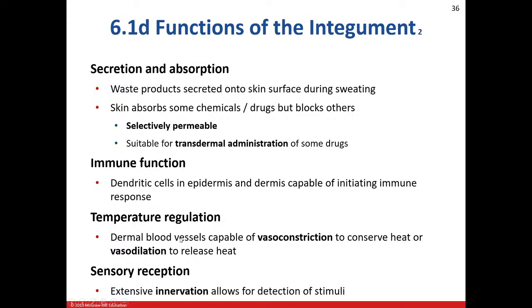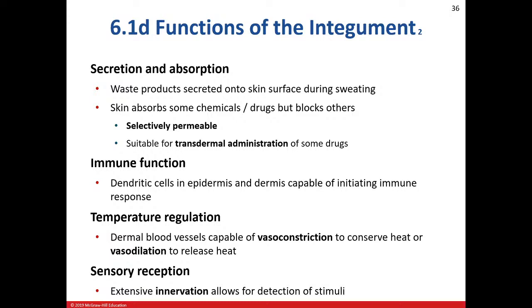Then we have temperature regulation. We mentioned the use of dermal blood vessels to move blood to the skin, where we can radiate that heat out, or we can conserve heat by diverting blood away from the skin surface. And you do that by dilating the blood vessels, opening them up to increase blood flow, or we constrict the blood vessels to close them off and divert blood away from the skin.